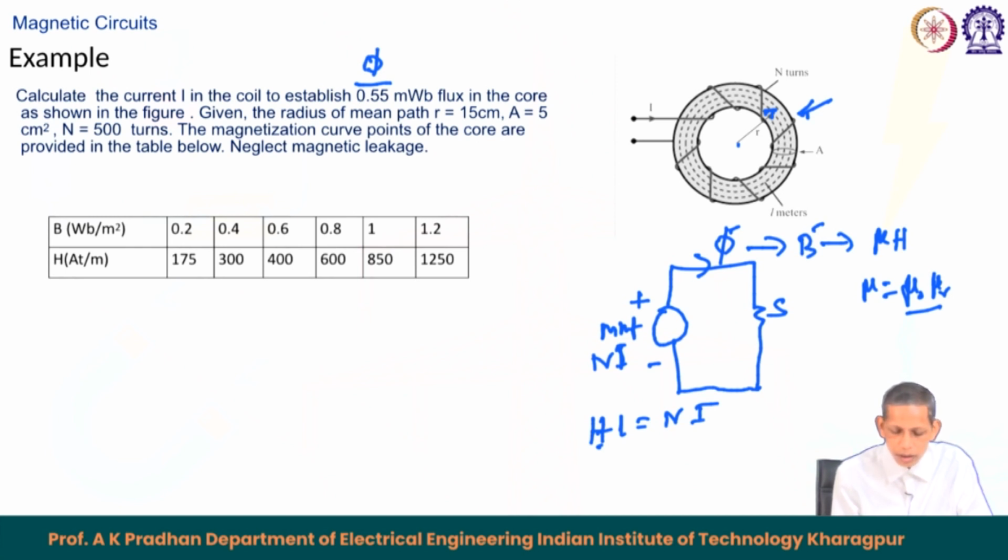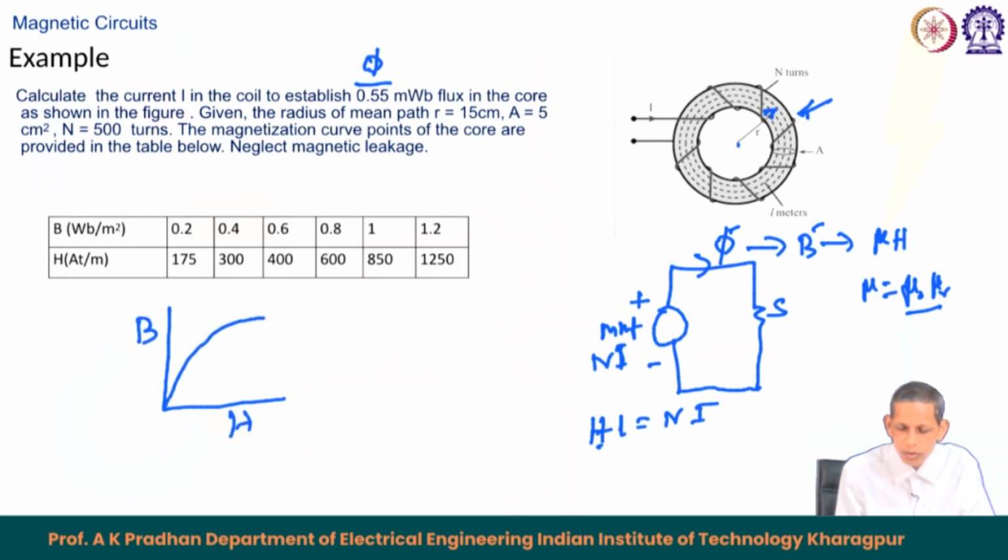Now, given the radius of the mean path r equals 15 centimeter, a cross-sectional area of 5 centimeter square, and n is 500 turns. The magnetization curve points of the core are provided in the table below. Neglect magnetic leakage, so there is no leakage in this case. Here the B versus H curve, or magnetization curve, is given.